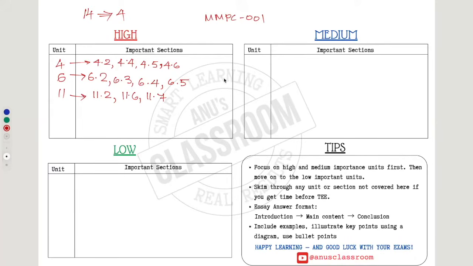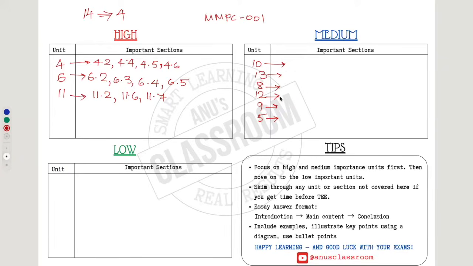Okay. Moving on to the medium importance units, we have unit 10, 13, 8, 12, 9, and 5. Okay, these 6 units, we can say medium importance because they have questions asked from them, but not as much as unit 4, 6, or 11, right? So, which sections do we have to consider while we are learning in these units?